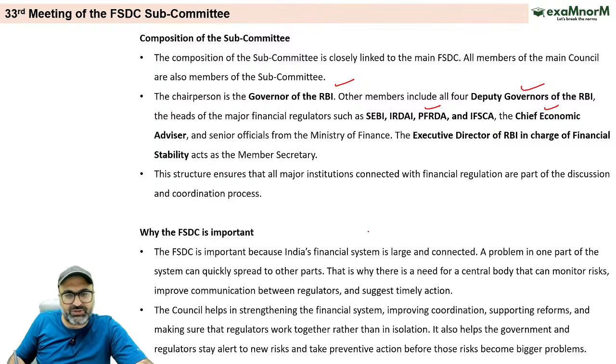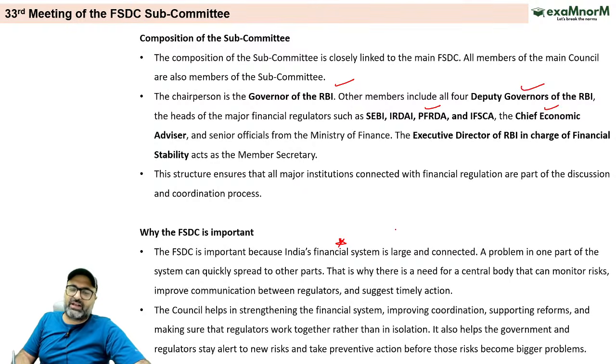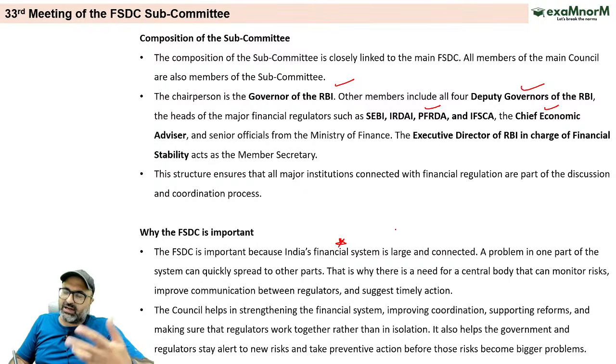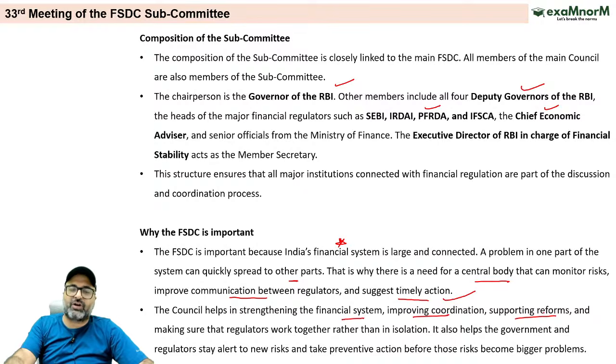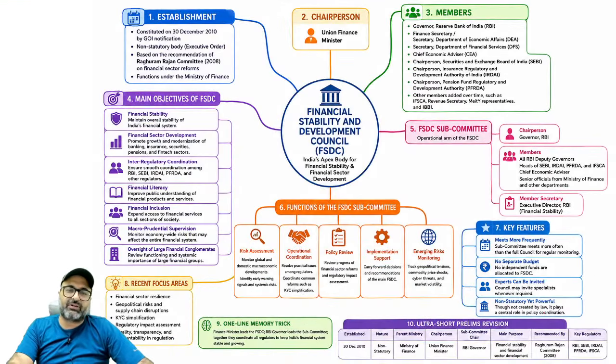Why is this important? Sir, it is very important because any economy with a stable financial system or a stable financial sector grows and has an upper hand in terms of growth and development. A problem in one part of the system can quickly spread to other parts, that is the financial issues, the financial problems. That is why there is a need for a central body that can monitor the risk, improve communication between the regulators, and suggest timely actions. So this council helps to strengthen the financial system, improve coordination and support reforms in the country. Otherwise, the country will fall down.